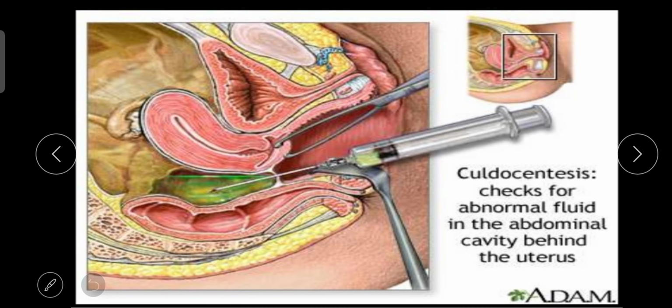So this is the procedure of how they will collect. With the help of that speculum, they will push the vaginal wall down, and with the help of the tenaculum, they will hold the upper part, and they will introduce that syringe and check for abnormal fluid in the abdominal cavity behind the uterus. So this is the procedure and how they'll do it. The use of these three instruments: one they will use down, one they will use up, and with the syringe they will collect the fluid.